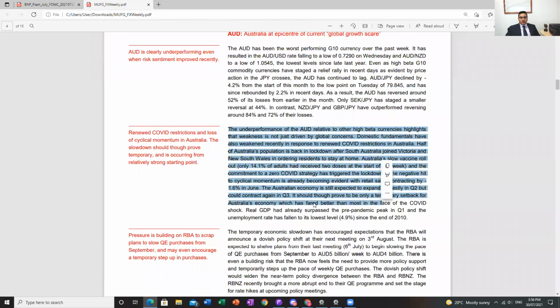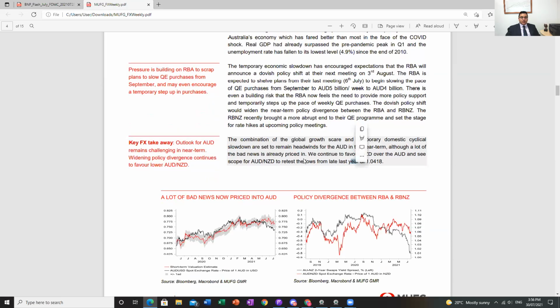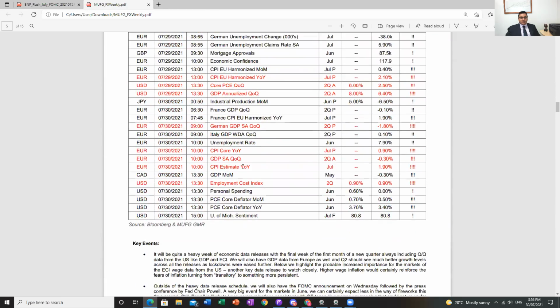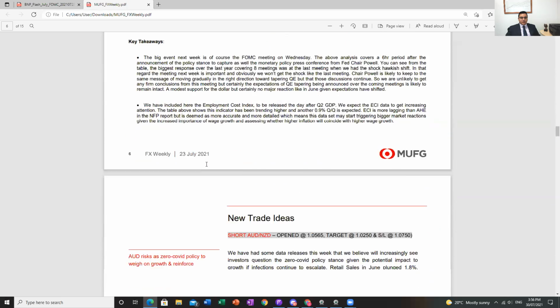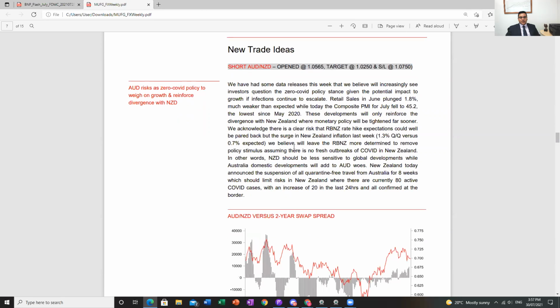Here's a quick overview of the takeaway for the Aussie in terms of fundamentals. Outlook for the Aussie remains weak near term. Policy divergence continues to favor a lower Aussie New Zealand. So I like the fact that they shorted the Aussie New Zealand. Where is their signal? Somewhere. Short Aussie New Zealand. I opened this last night, or this morning, last night for me in Australia. They are shorted at 1.0565, targets at 1.025, stop loss at 1.0750.